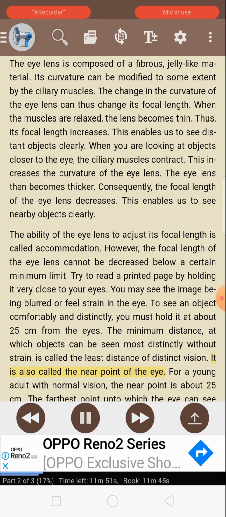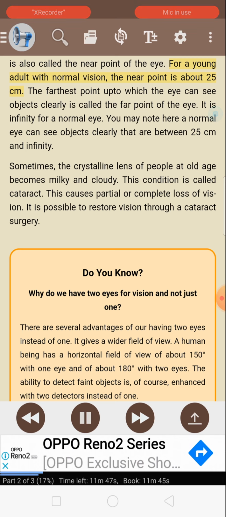It is also called the near point of the eye. For a young adult with normal vision, the near point is about 25 centimeters. The farthest point up to which the eye can see objects clearly is called the far point of the eye. It is infinity for a normal eye. You may note here a normal eye can see objects clearly that are between 25 centimeters and infinity.